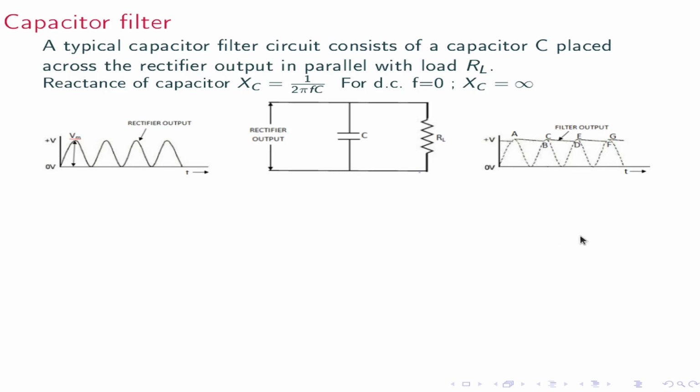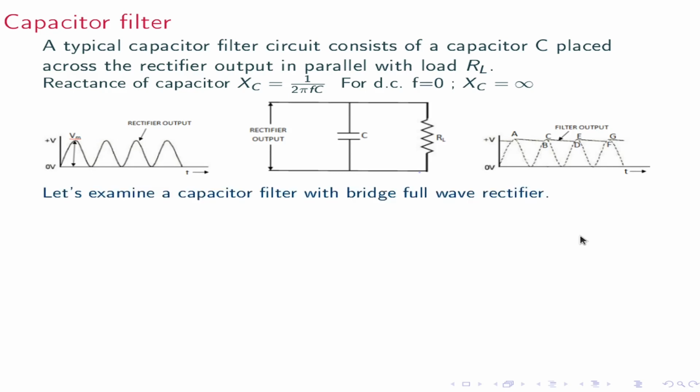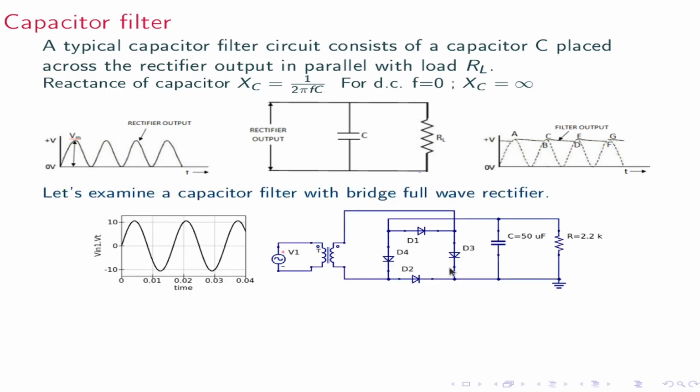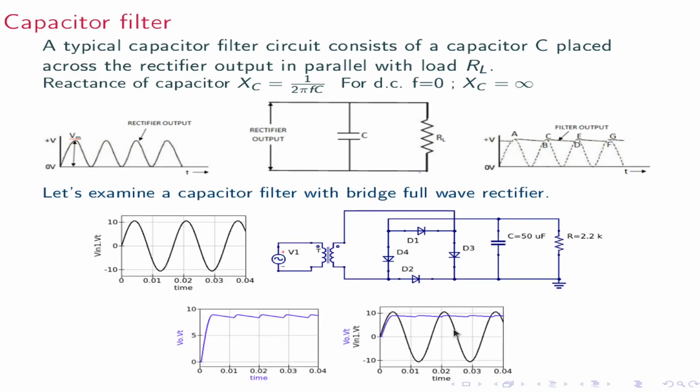Let us analyze this capacitor filter with a bridge rectifier. So this is the bridge rectifier which is connected with a capacitor filter. The output is this one. If we compare it with the input, we are getting almost a good direct current.